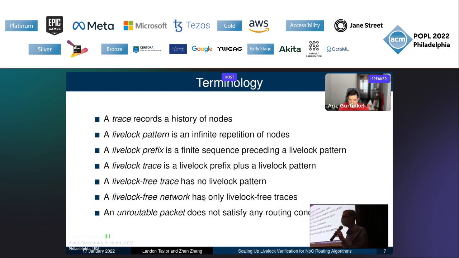So a livelock-free trace is simply a trace that contains no livelock pattern. A livelock-free network contains only livelock-free traces. And packets that are delivered to their destinations or determined to be unroutable due to conditions in the routing algorithm are automatically not in livelock.